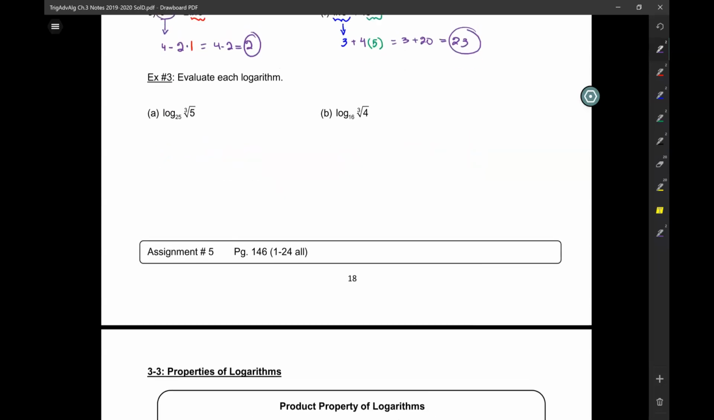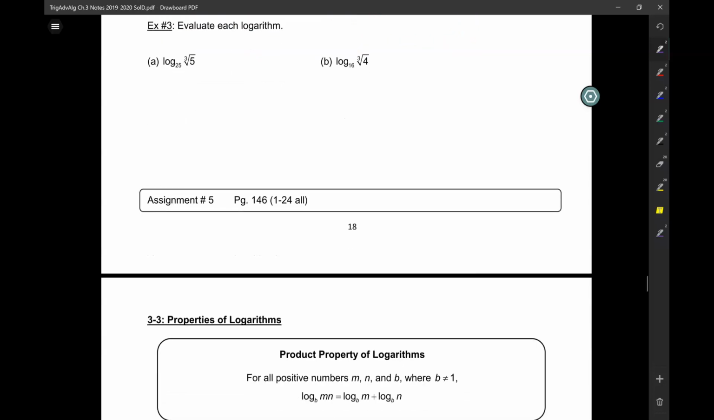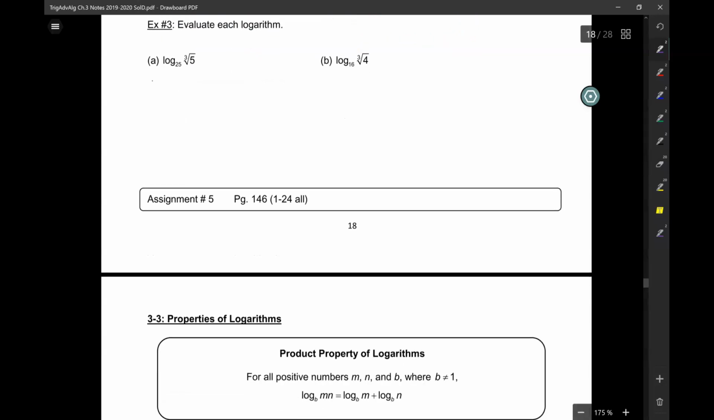Now for the big ones. What do we do if we have a root? A fractional exponent, right? So, log base 25 of 5 to the power of 1/3. This is applying everything we've learned in the last 2 lessons for the logarithms. I have a base of 25 and a power of 5 here. The 25 and the 5 should be related to each other.